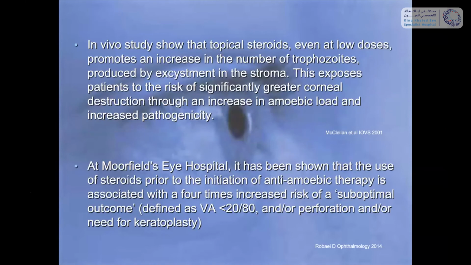An in vivo study showed that topical steroid, even at low doses, promotes an increase in the number of trophozoites produced by excystment in the stroma. This exposes the patient to high risk because there is a great amoebic load and increased pathogenicity. At Moorfields Eye Hospital, it has been shown that the use of steroid prior to the initiation of anti-amoebic therapy is associated with 4 times increased risk of suboptimal outcome, defined as visual acuity less than 20/80, perforation, and the need for keratoplasty.